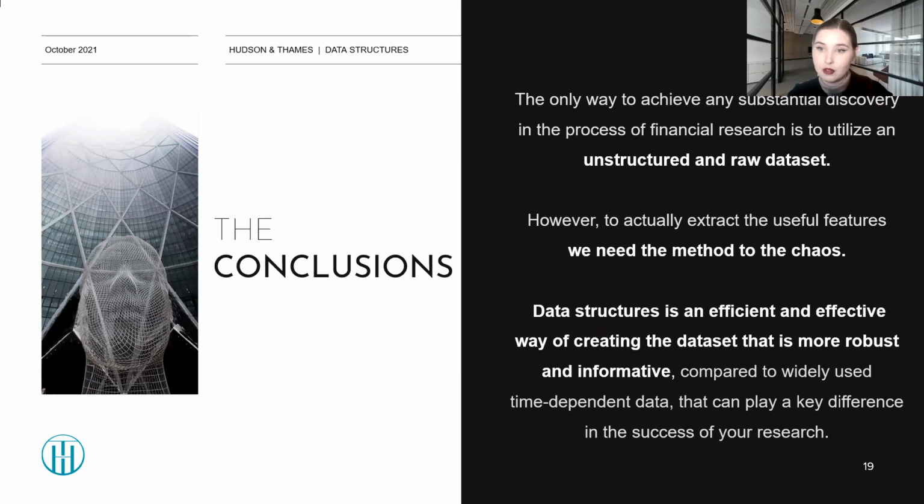So what's the conclusion of our today's lecture? The only way to achieve any substantial discovery in the process of financial research is to utilize an unstructured and raw data set. However, actually extracting the useful features is very hard, and we need a method to the chaos. The data structures are an efficient and effective way of creating the data set that is much more robust and informative compared to widely used time-dependent data, and that can play a key difference in the success of your research.